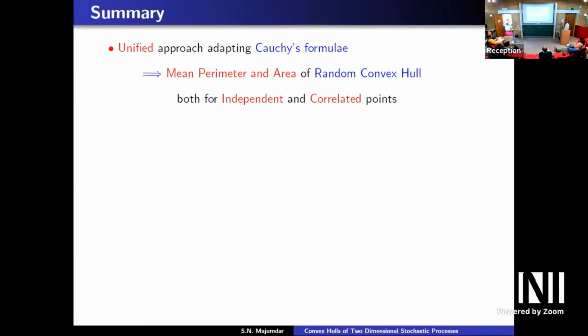Okay, so let me summarize just this part and then I'll come to more recent stuff. Essentially what we have is a unified approach, using Cauchy's formula to calculate the mean perimeter and area of the convex hull. And in fact, this also works when the points are independent, not Brownian motion, for which there's a huge mathematics literature. But they were all using different approaches for different distributions. With this, at least for the mean perimeter and area, using the Cauchy approach, you can get all the results that were known in the literature.